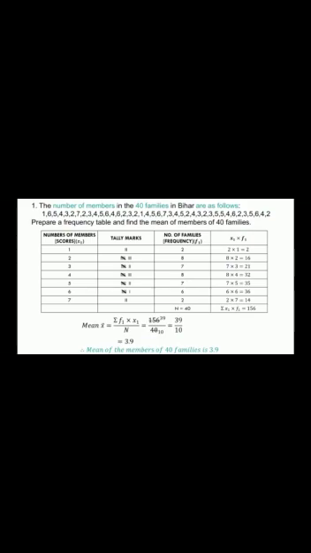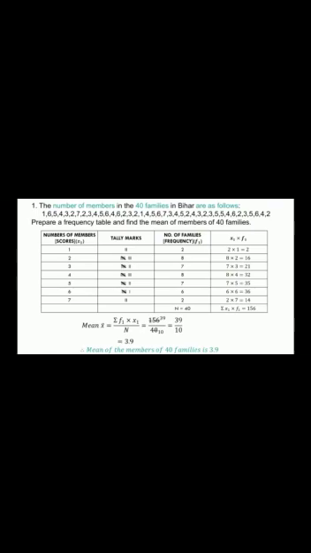Let's solve one example of a frequency table. The number of members in the 40 families in Bihar are as follows. The numbers are given. Now prepare a frequency table and find the mean of members of 40 families. In the frequency table, children, we are going to make 4 columns. In the first column, we are going to write the number of members, that is the score, which is denoted by x1. We see the smallest number there, that is 1, and the last number, that is 7. So 7 members are there. Now tally marks.